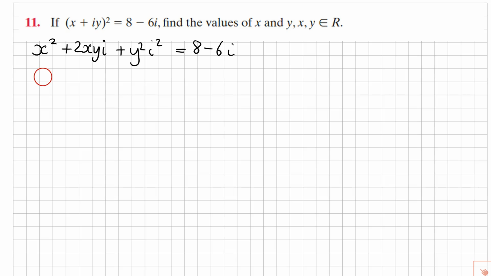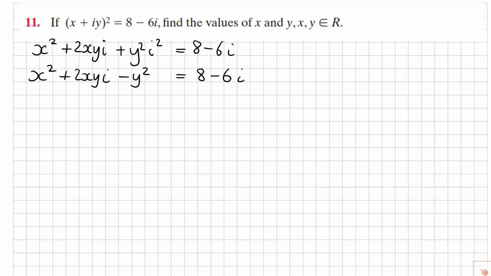Next thing, once we come across an i squared, we make sure and change it to minus 1. So x squared plus 2xyi. Now we're going to put in minus y squared. So what has happened here, we're after putting in minus 1 instead of i squared, which changes that plus into a minus. And we put that equal to 8 minus 6i.